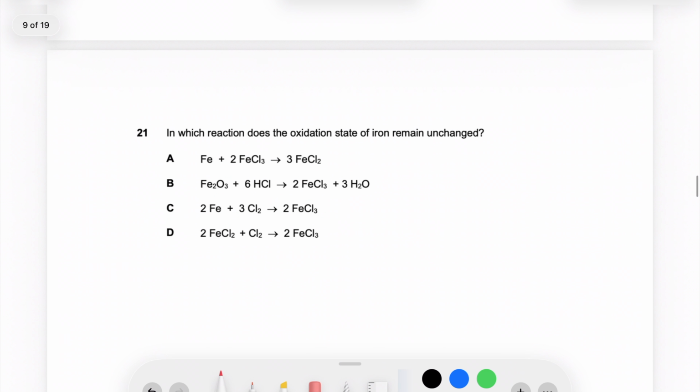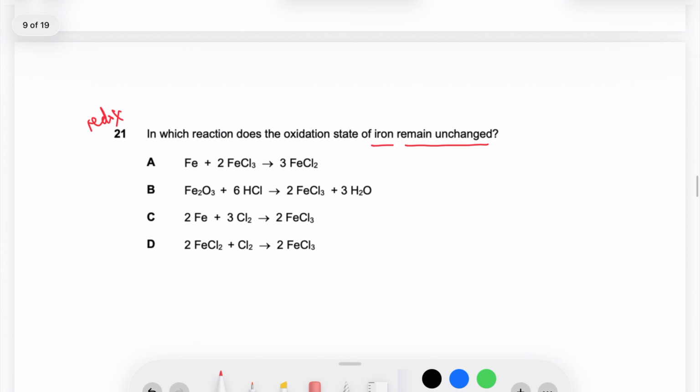Next. Alright, 21, this will be redox, of course. Okay, so for iron, remain unchanged. So basically it's not a redox reaction. Okay, so you can write down the oxidation number of the first one. So this is 0, this is plus 3, this is plus 2. So yeah, there's a change. This one has changed. This is 0, then this plus 3, so this is changed as well. So this is plus 2, this is plus 3, this change as well.